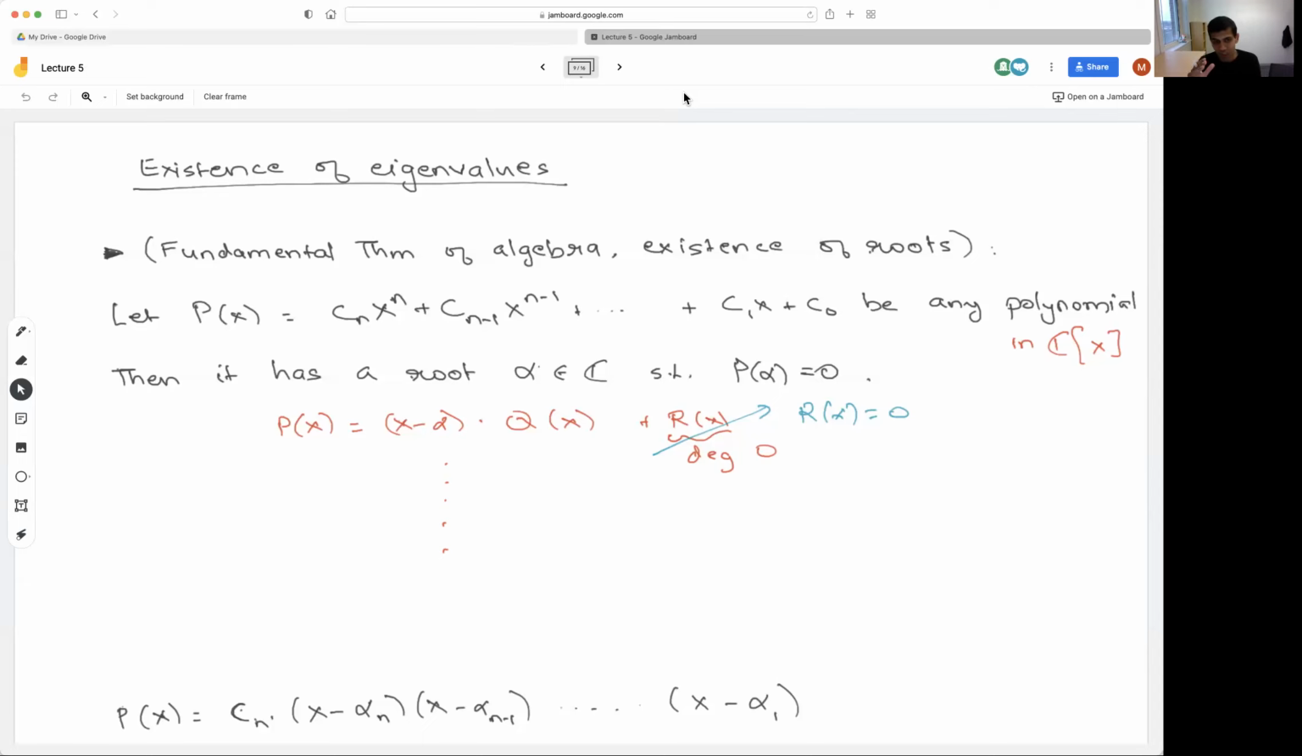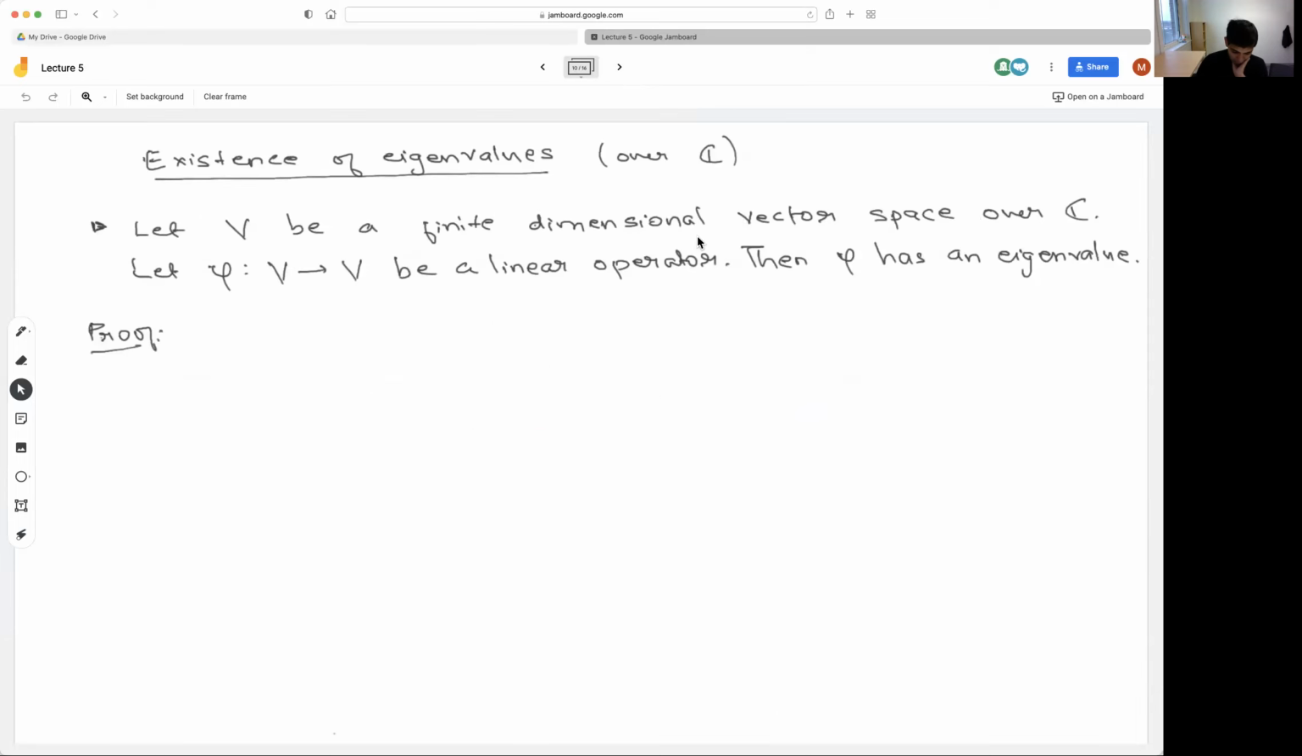Any questions? So this is a theorem we will use. I'm just reminding you roughly how it's proved, or roughly how to go from existence of a root to factorization. I'm assuming existence of a root. And this can be used to prove the fact that there is at least one eigenvalue, at least when you're talking of vector spaces over complex numbers.